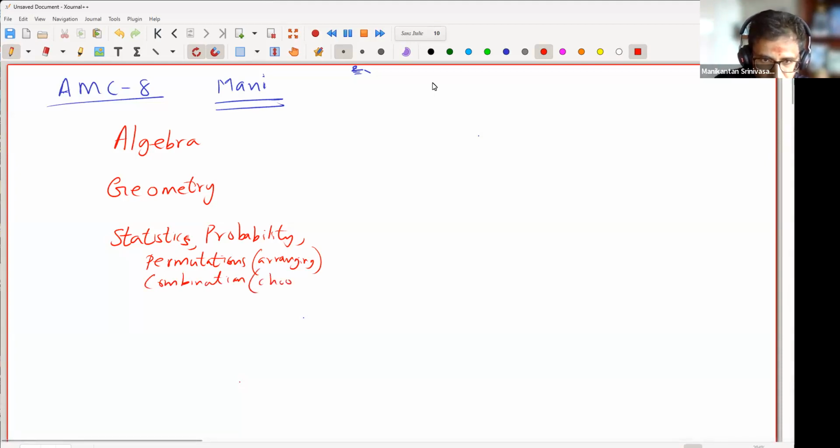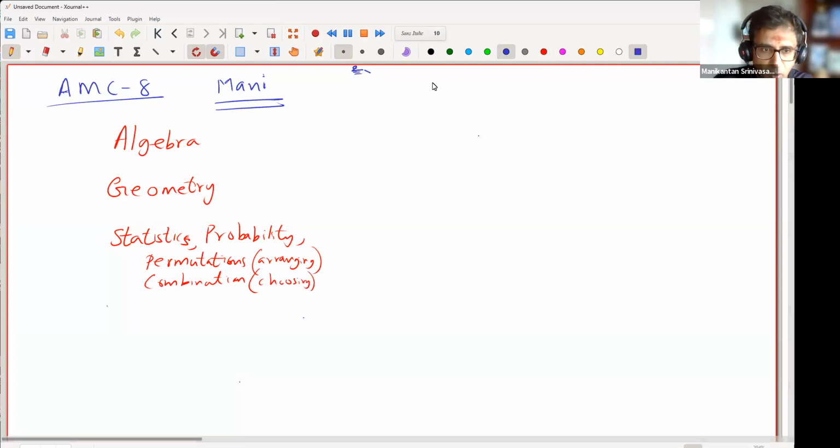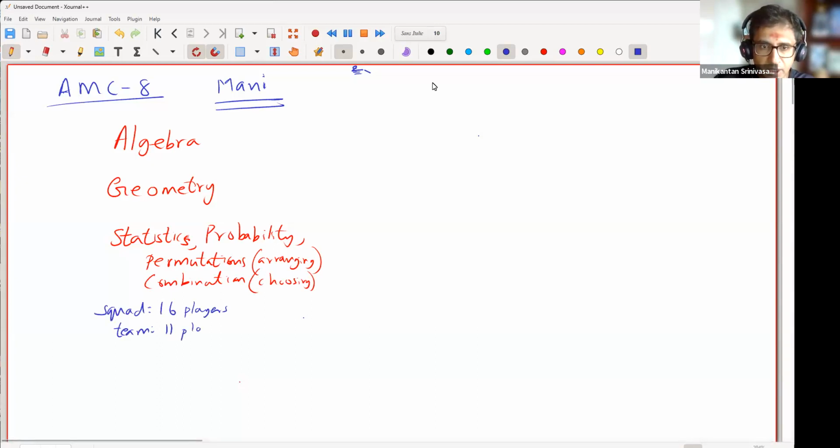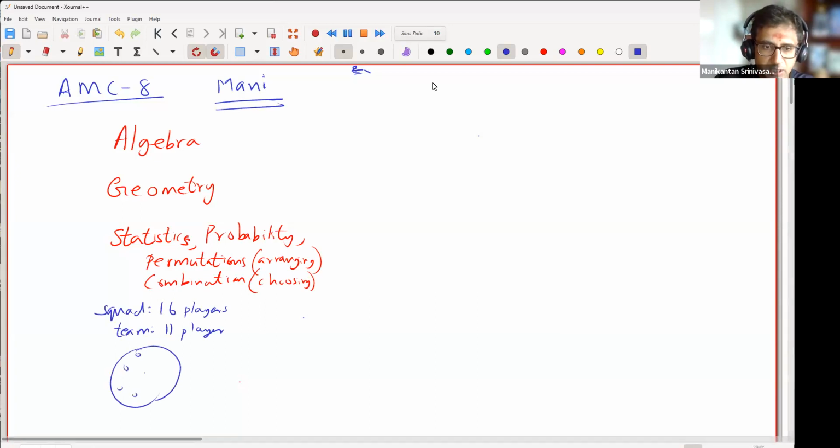So what do I mean by choosing? Let's say we are talking about cricket here, right? We have a squad. The cricket squad has 16 players, let's say. But not everyone gets to play the actual game itself. Finally, on the game day, they'll have to select a team of 11 players. So which 11 will be playing? There's no concept of ordering. All of them are going to play. These 11 are going to play. There's no concept of arranging within that 11.